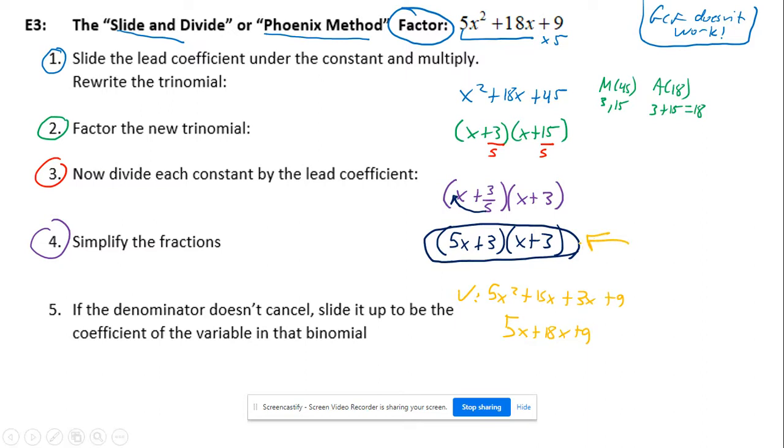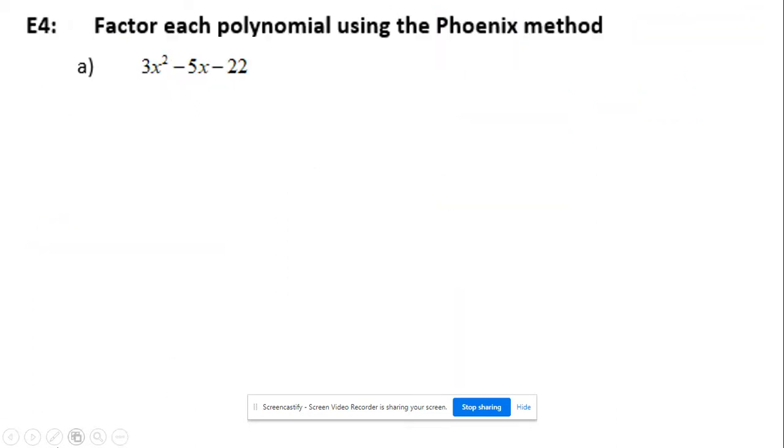So the only thing that's difficult about this method is that there are 5 steps to do. None of the individual steps are hard. We just have to get comfortable doing each of those 5 steps. So we're going to do a couple more problems together, and then I'll have you try a couple on your own. So factor using the Phoenix method.